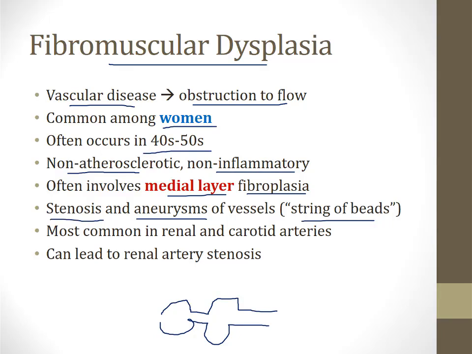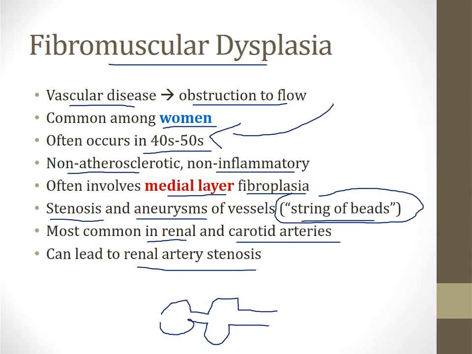Most commonly, this disorder involves the renal arteries and leads to renal artery stenosis and hypertension. It can also involve the carotid arteries and lead to stroke. And when it leads to renal artery stenosis, it can cause secondary hypertension. So this is a disorder you should think of in a younger woman who has evidence of a string of beads on her angiogram and has no risk factors for atherosclerosis, the usual cause of renal artery stenosis.